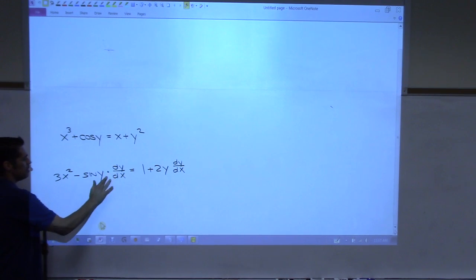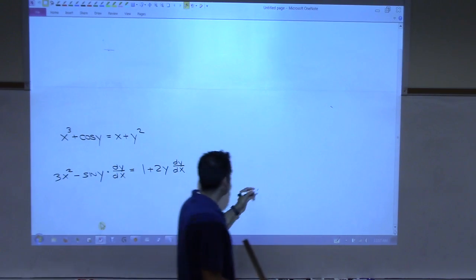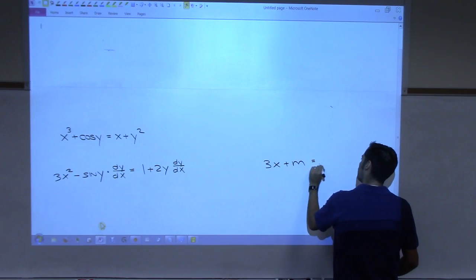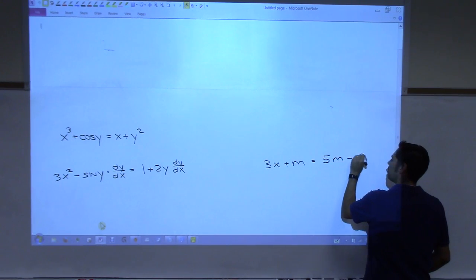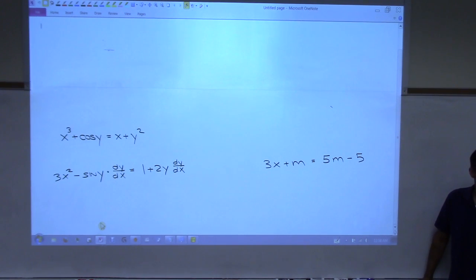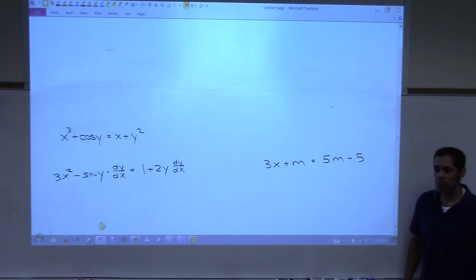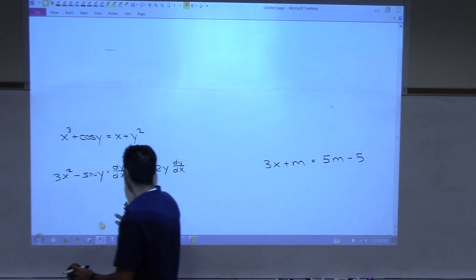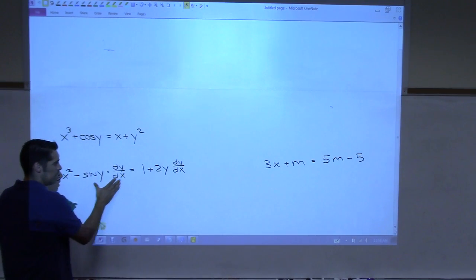So let me ask you this. Let's say I had 3x plus m equals 5m minus 5. If I asked you to solve for m, what would you do? Isolate it. You get all your m's on one side, and you would get everything that didn't have m on the other side. That's exactly what I'm going to do right now. I'm going to grab every single term that has dy dx in it. That's this one and this one, right?